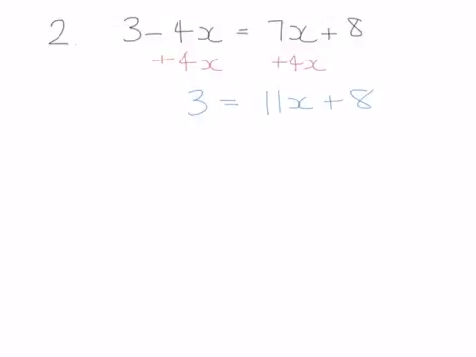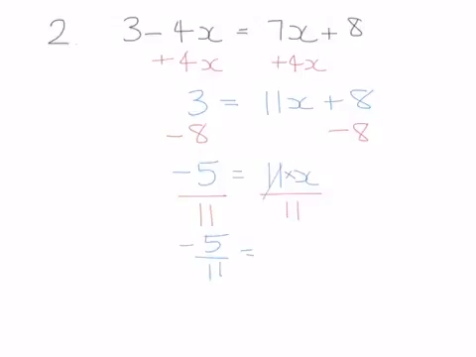I need to get the x's by itself, so I'm going to take away 8 from both sides. 3 minus 8 is minus 5, and I'm left with 11x, which is really 11 times x. The opposite of timesing by 11 is dividing by 11 to both sides. So I'm left with minus 5 on 11 equals, the 11's cancel, so I'm left with x, or x equals minus 5 on 11. And that's the solution to the above equation.